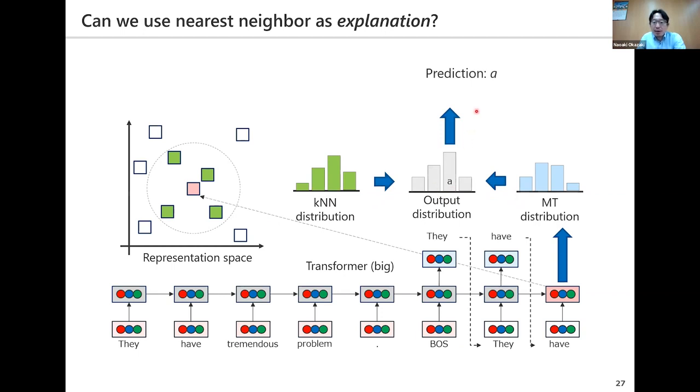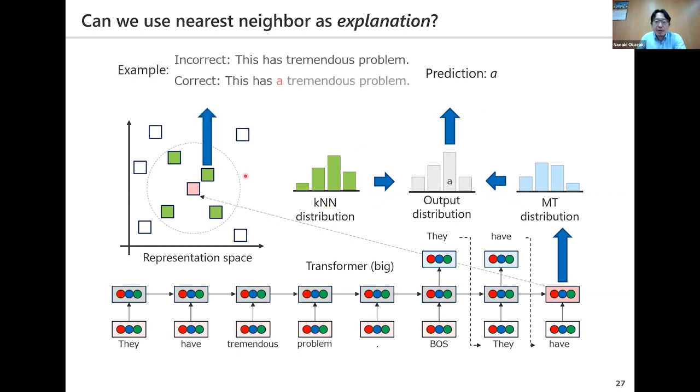But then the proposal of this study is to use the closest example as an explanation of the correction of GEC. So in this slide, this example corresponds to the training instances with these correct, incorrect, and correct sentences. So we present this pair to a language learner in addition to the revised sentence.